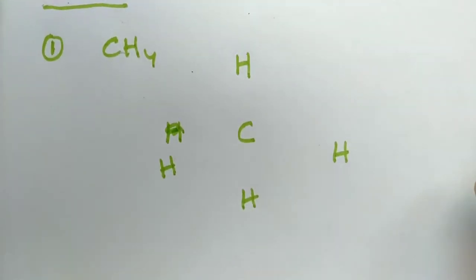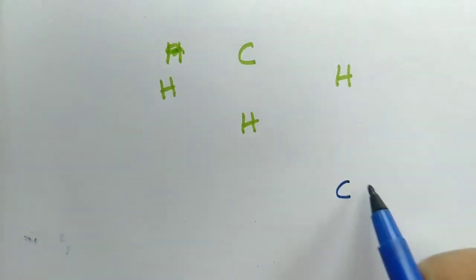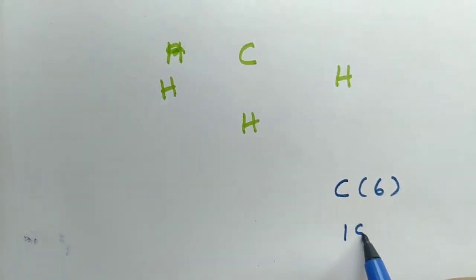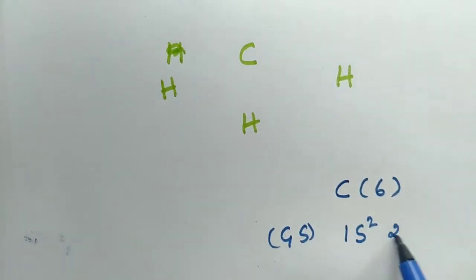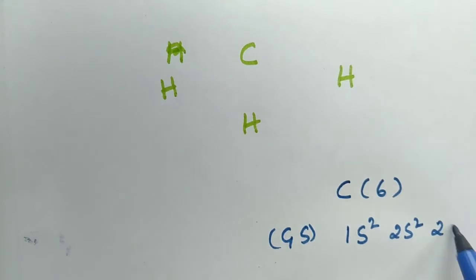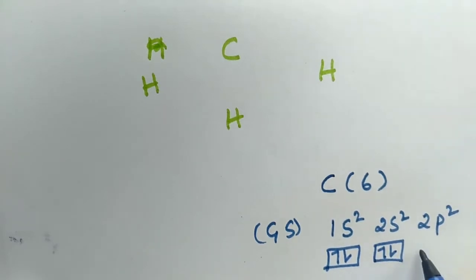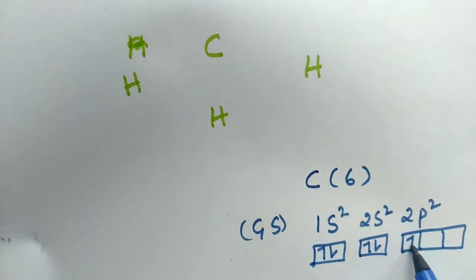Now look here. What is the atomic number of carbon? 6. The orbital electronic configuration: in the ground state, it is 1s2, 2s2, 2p2. So we have 2 electrons, 2 electrons, 1, 2.